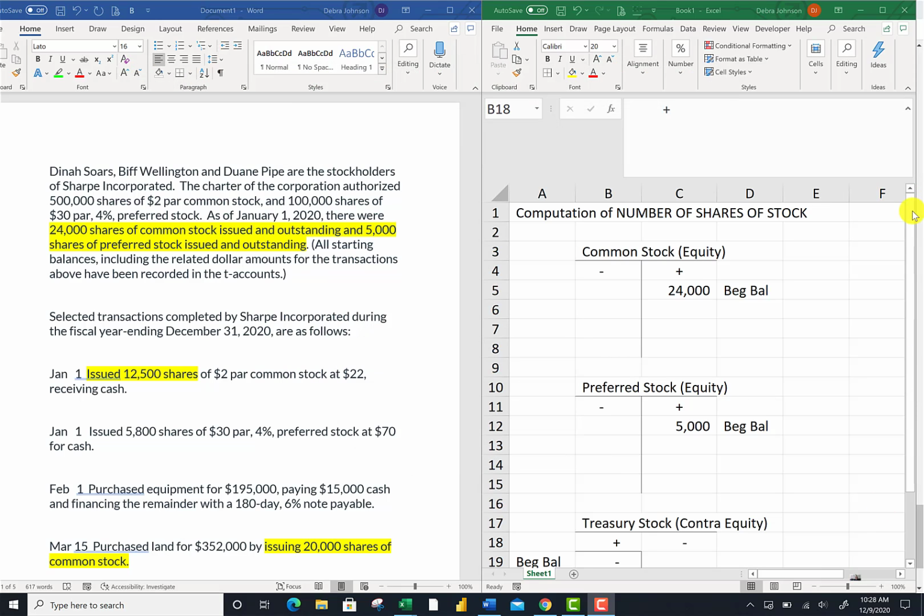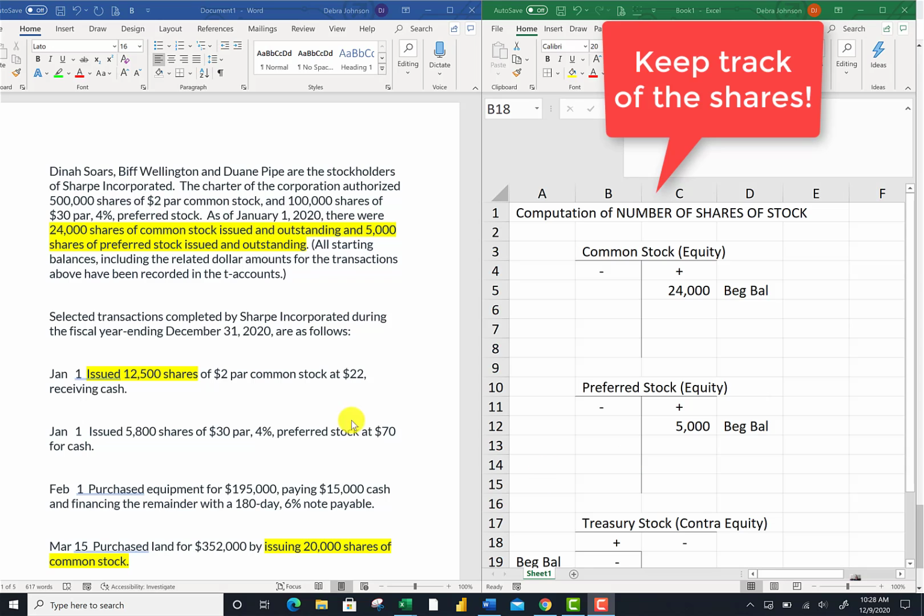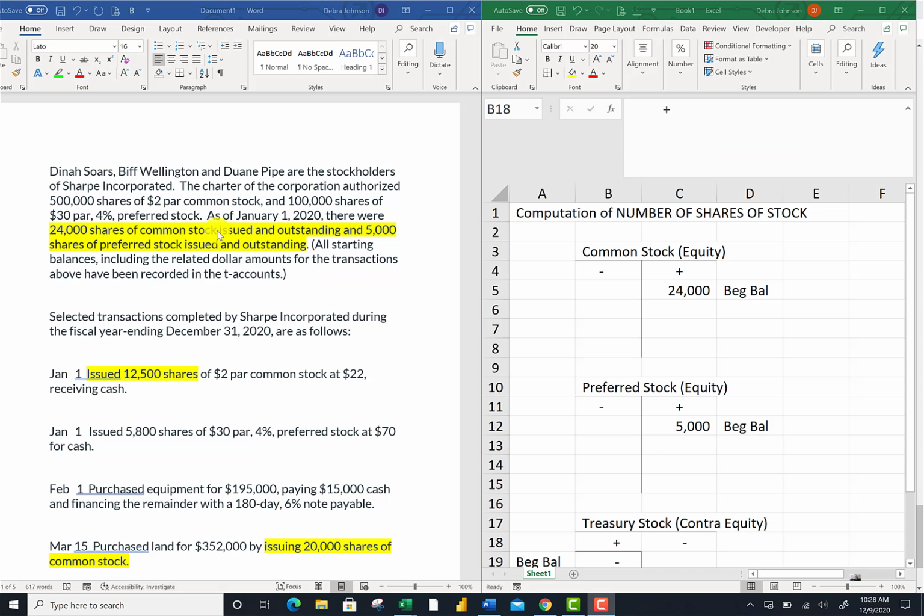So I've created a little Excel spreadsheet to help show how to track the number of shares. This problem began by telling you how many shares of stock were issued and outstanding. By those very words, that means that all the stock issued is in the hands of the shareholders. That means when this problem began, there were no treasury shares. How do I know that? Because again, it says issued and outstanding.